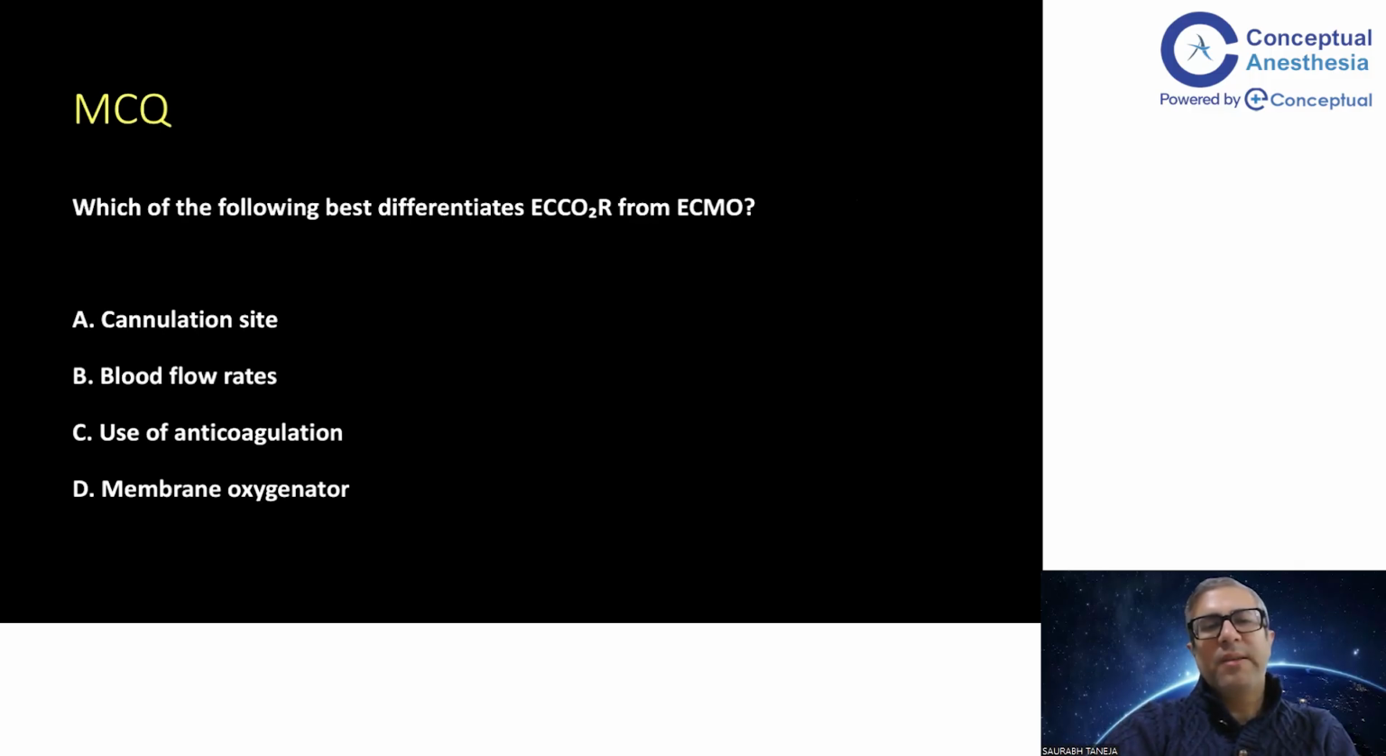Which of the following best differentiates ECOR from ECMO? So low blood flow rates. We realize that the blood flow rate in ECMO is 3 to 5 liters per minute, whereas ECOR is low blood flow rates. Anticoagulation, membrane oxygenator, and cannulation sites are similar in both of these devices.